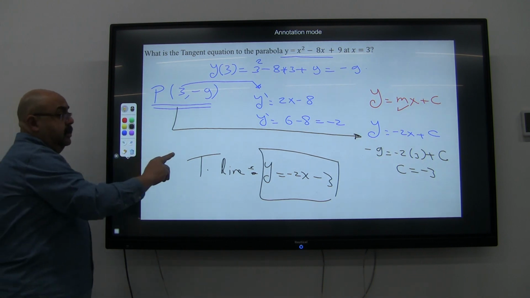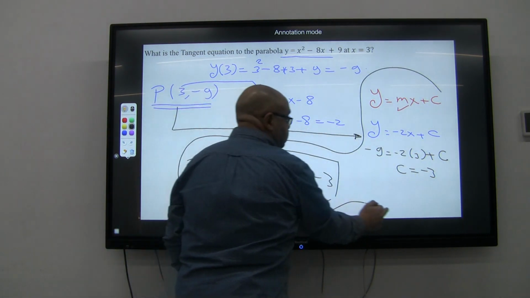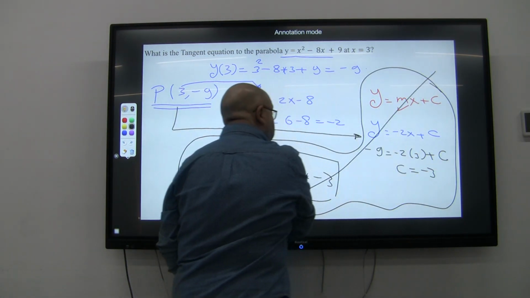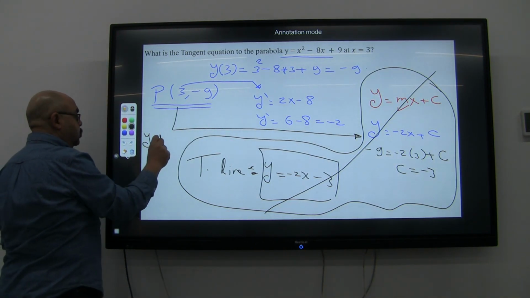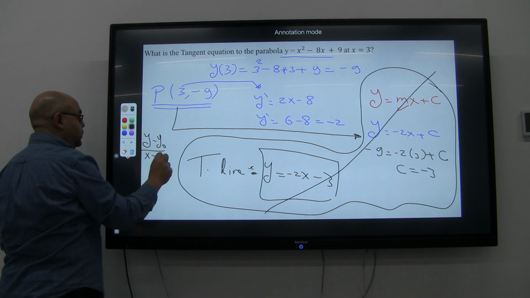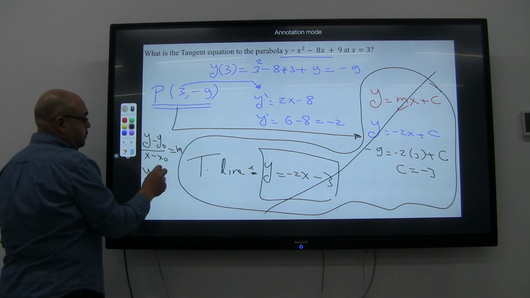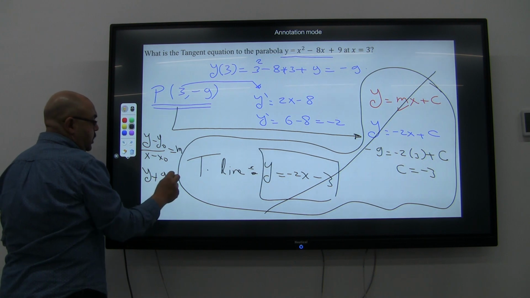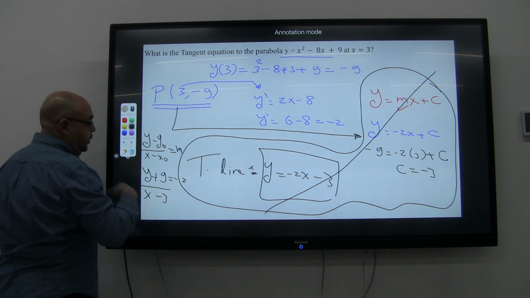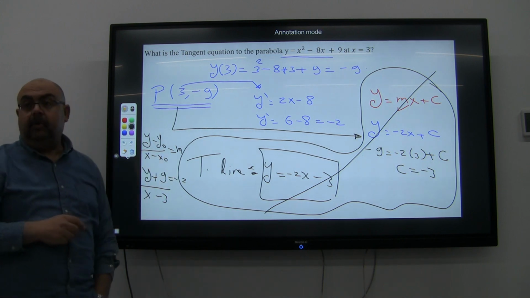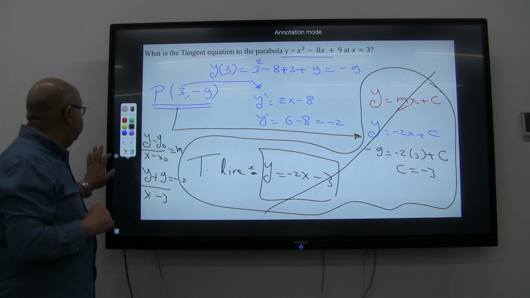Of course, instead of doing all this, I could have done it this way. I say y minus y node over x minus x node equals m. That's y minus negative 9 over x minus 3 equals negative 2, and start cross multiplication. We'll have the same result. Okay? Done.